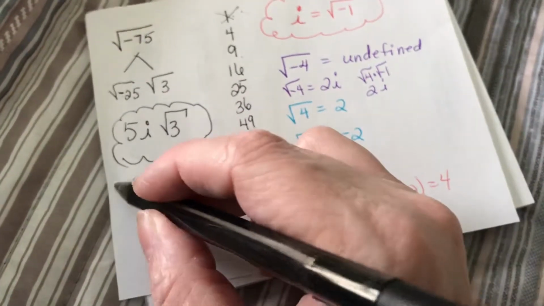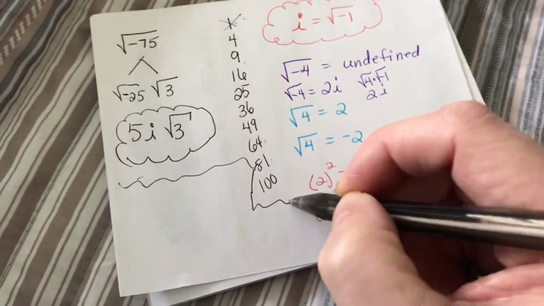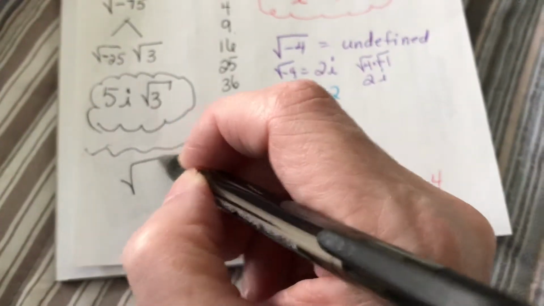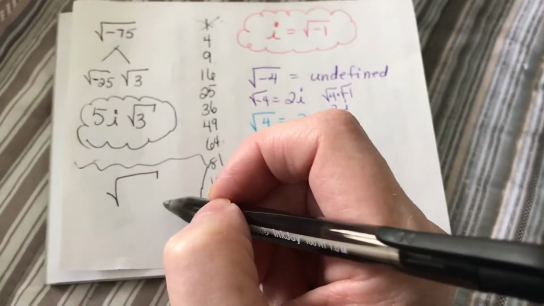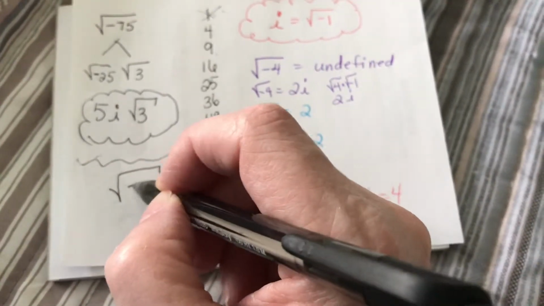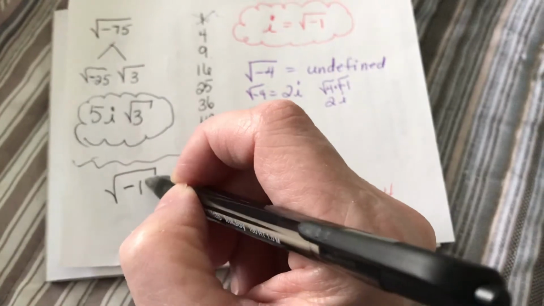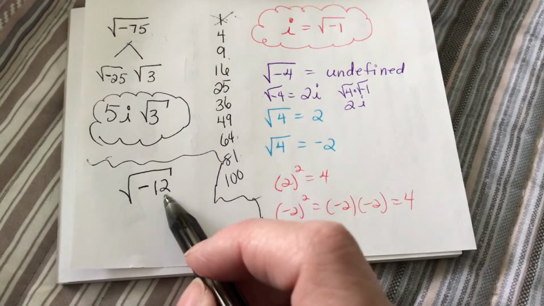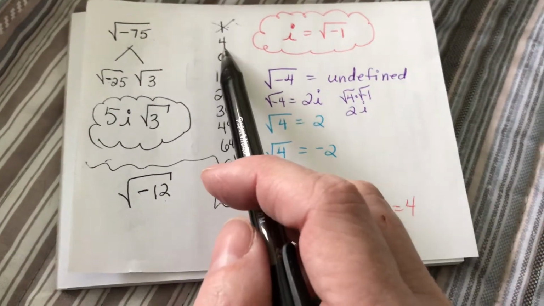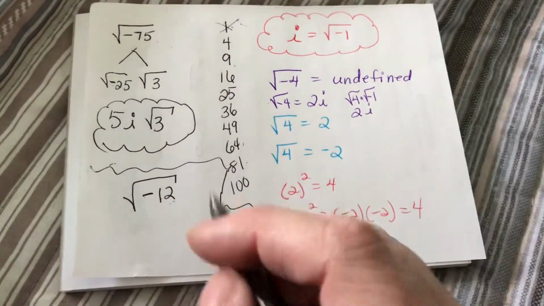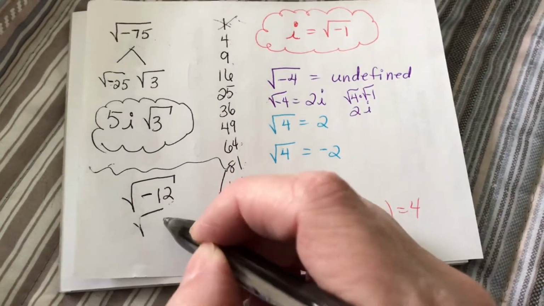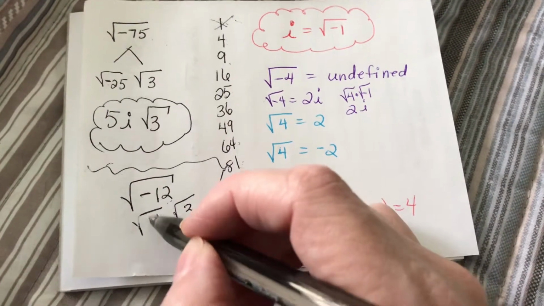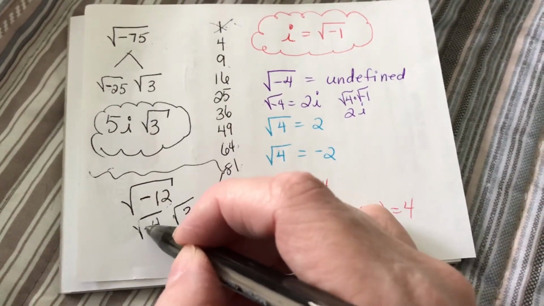Let's say they had asked you to do, let's do another one here. The square root of, whoops, it's blurry. The square root of a negative 12. I'm looking for a perfect square factor of 12. That would be 4. 4 actually goes into 12. 3, there's that 3 again. So I'm going to break this down to be the square root of 4 times the square root of 3. Put the negative sign with the perfect square.